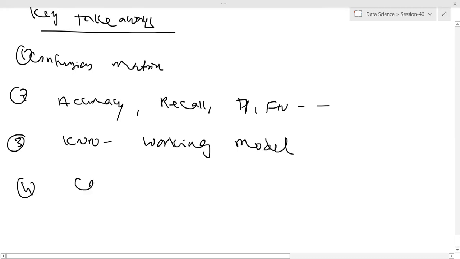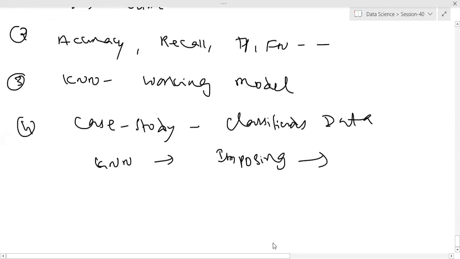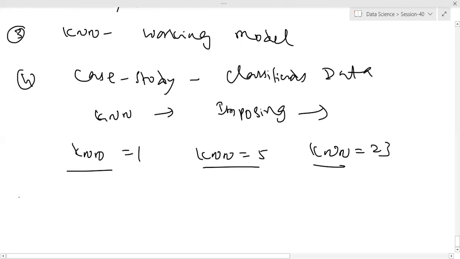And then we have introduced the case study of classification, with classifieds data we are having. There we could see KNN imposed on the corresponding data set. Now what we have observed, friends, there we have given KNN value as 1, KNN value as 5, and KNN value as 23. Randomly we have given, and we can easily observe the difference between the performance.